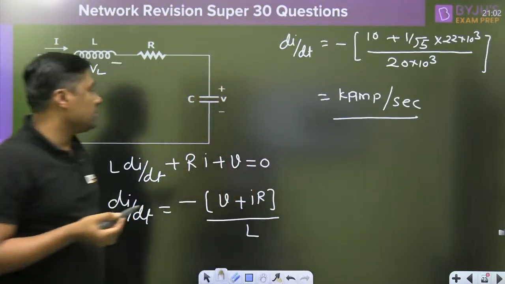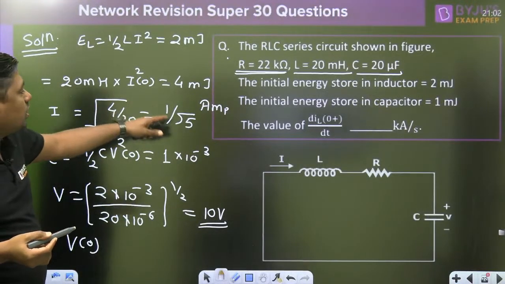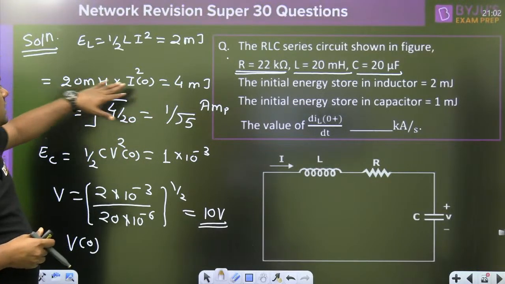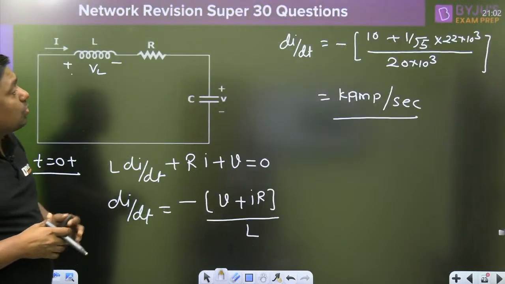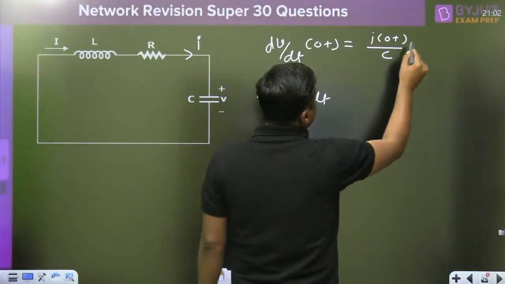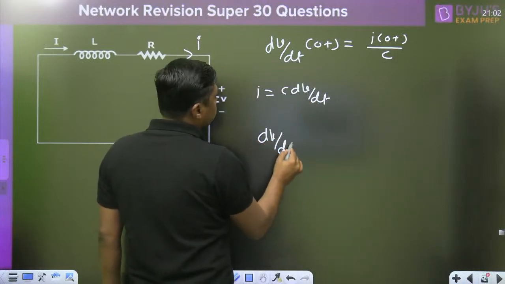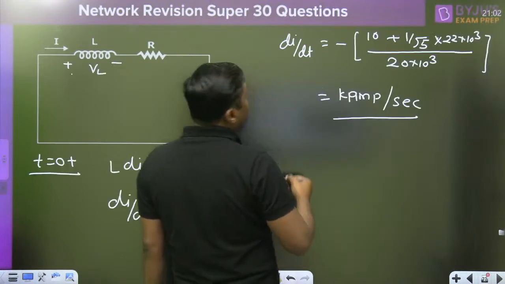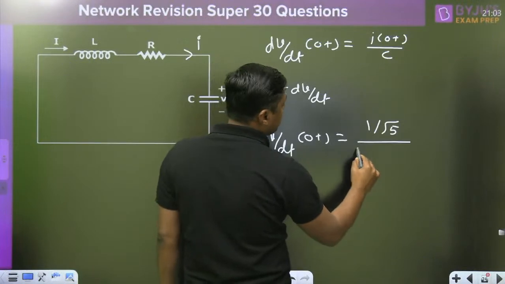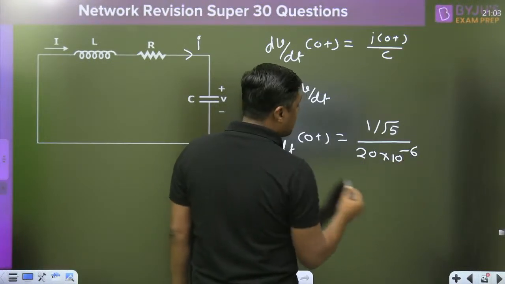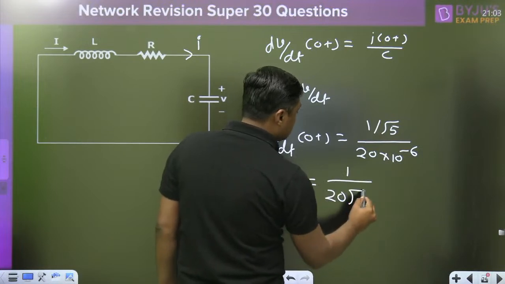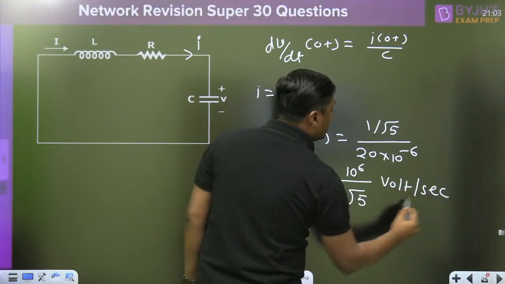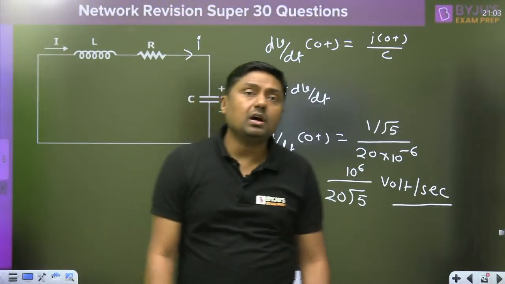What is the initial current here? The initial current through the capacitor is nothing but 1 by root 5. To calculate the value, the milli cancels, so you can put the value. So dv by dt at 0 plus will become 1 by root 5 upon C. What is the value of the capacitor? 20 microfarad. So 20 into 10 raised to power minus 6. That is the answer, in volt per second.